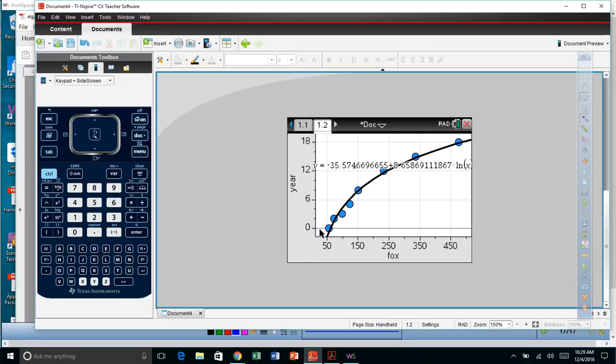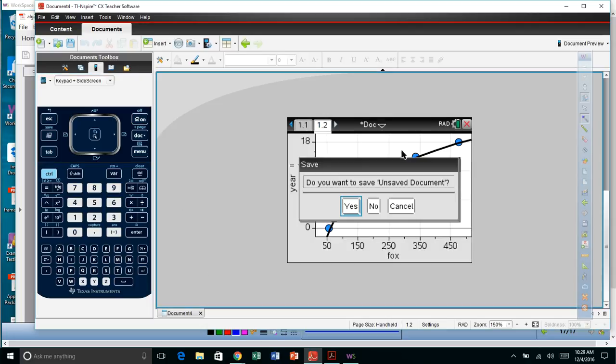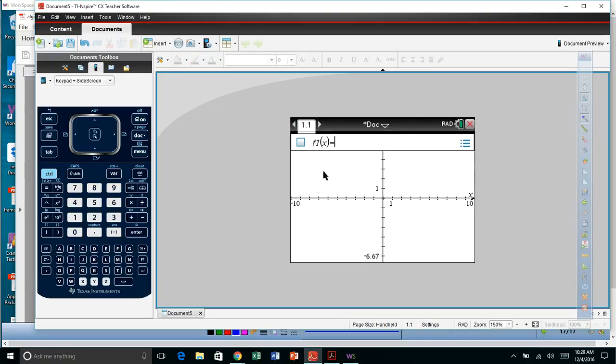So it's y equals negative 35.57. Isn't that what it said? 35.57 or 35.6, negative 35.6 plus 8.66 natural log x, okay? Natural log of x. So that's where they got that. And then if you go new document, no, and graph, and let's graph those two so that we know what we're talking about.